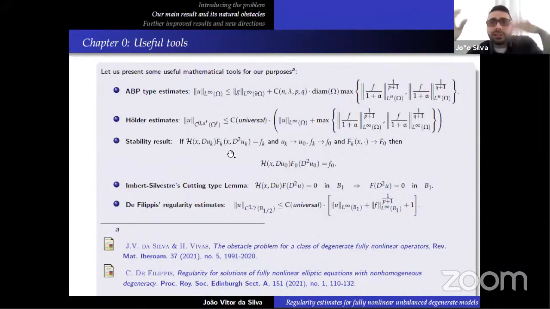Stability result. We have a family of PDEs, a sequence where u_k, f_k are small, and capital F_k converges; then, roughly speaking, you can pass the limit in the PDE. Summarizing, the Silvestre-Imbert cutting lemma means the following.